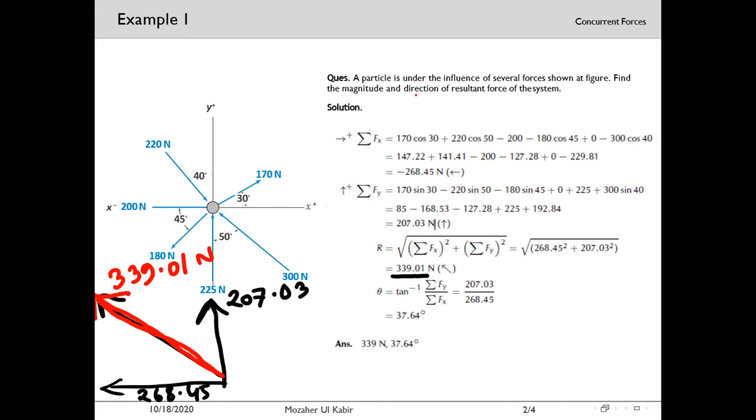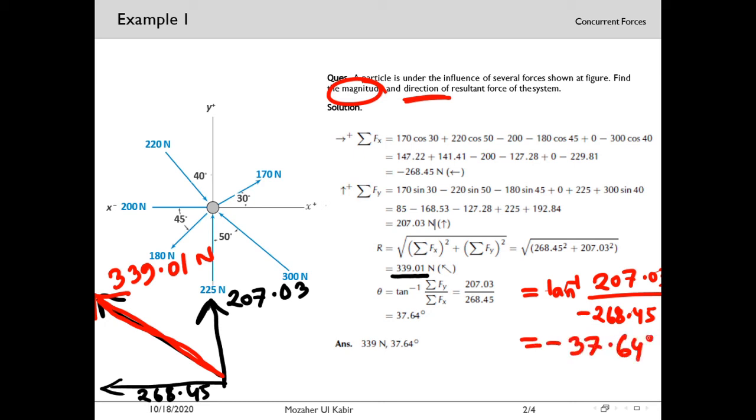Now in our second portion, we are asked to calculate the direction also. So we have already calculated the magnitude. Now to calculate the direction, that means we need to calculate the angle at which it's acting. So the formula will be theta equals tan inverse of summation of f of y by summation of f of x. So the value of summation of f of y was 207.03, and the value of summation of f of x is minus 268.45.